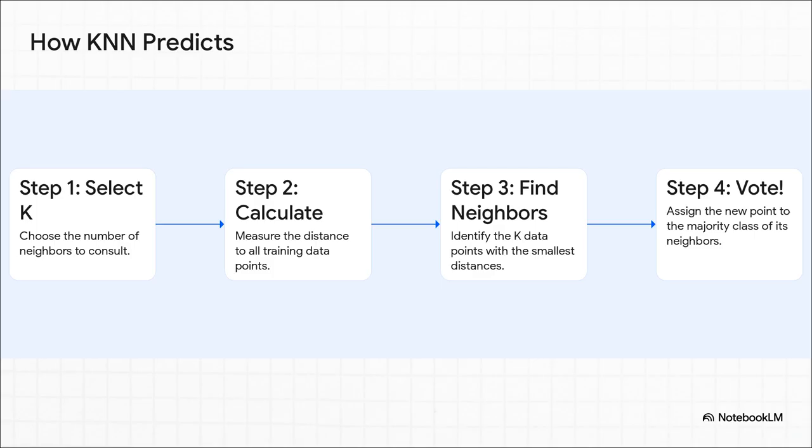Step 2, the algorithm gets to work. It calculates the distance from your new point to every other point in the dataset, no exceptions. Step 3, it finds the K closest neighbors, the ones with the shortest distances. And finally, step 4, the neighbors vote. Whatever category gets the most votes wins. And that's it. That's the whole process.